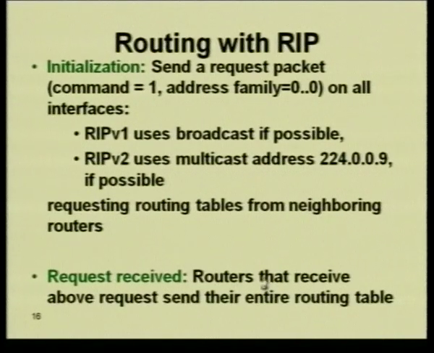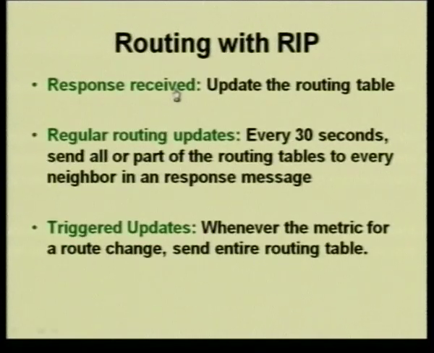Then when a request is received, routers that receive the above request send their entire routing table. When a response is received, you update the routing table, and then regular routing table updates are sent every 30 seconds. That is, you send all or part of the routing table to every neighbor in the response message. Triggered updates are sent whenever the metric for a route changes, then you send the entire routing table. So that is what we have in the RIP protocol.